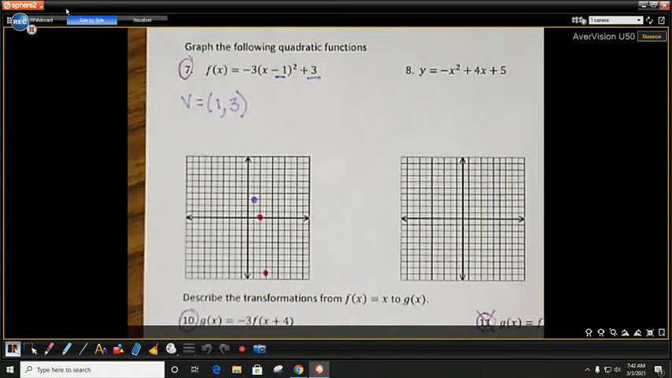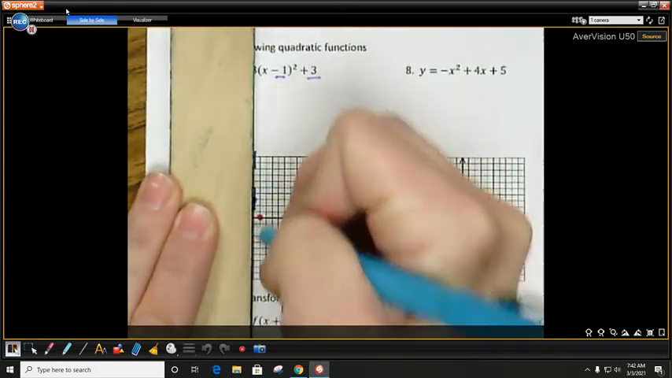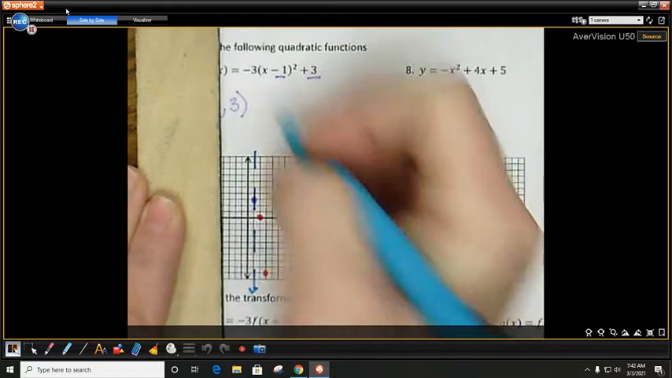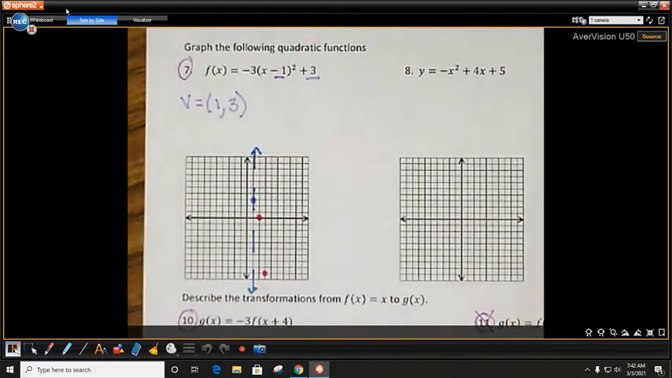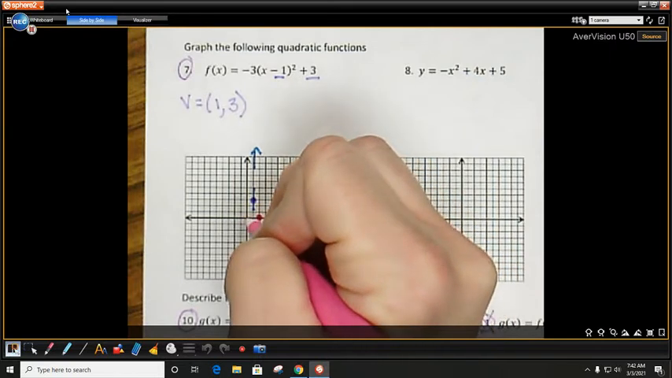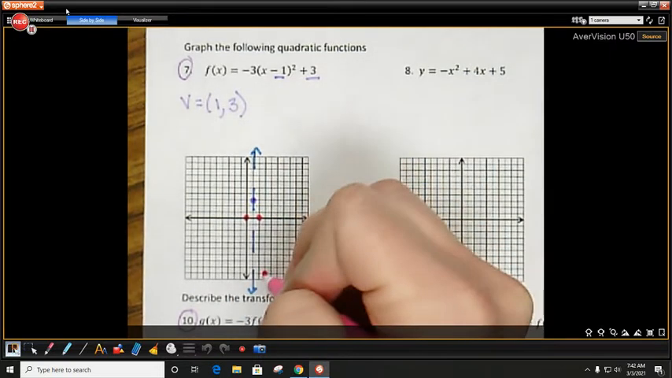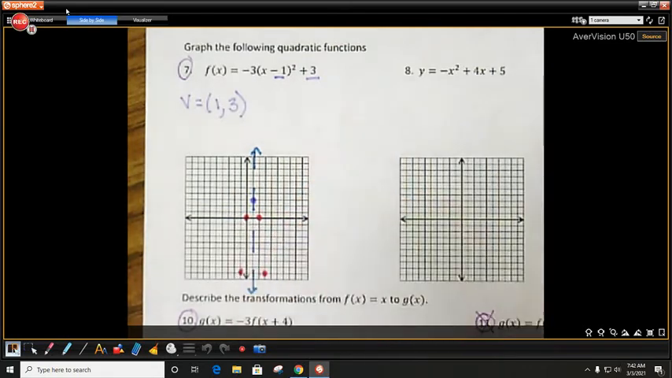Well, I can reflect those points over my axis of symmetry, which we haven't drawn yet. Remember, your axis of symmetry is a vertical dashed line that goes through the vertex. It cuts your parabola into 2 symmetrical halves. So this point is 1 away from the vertex, so I can go 1 away to the left. This one's 2 away from the vertex, so I go 2 away to the left.